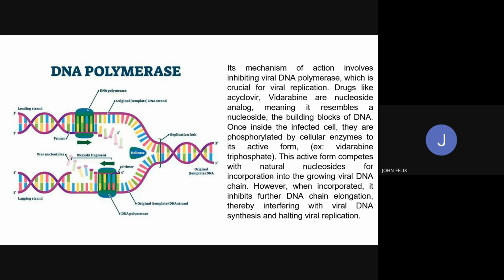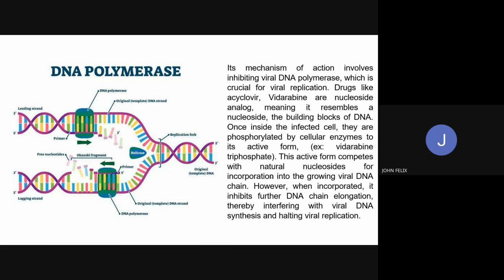The first one is DNA polymerase. Its mechanism of action involves inhibiting the viral DNA polymerase enzyme, which is crucial for virus replication. Drugs like acyclovir and vidarabine are nucleoside analogs. These colorful sticks are called nucleosides, like adenine, guanine, cytosine, thymine. So these are the nucleosides, and drugs like acyclovir and vidarabine are nucleoside analogs.